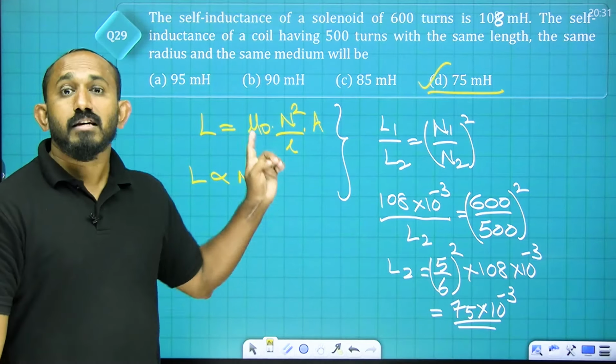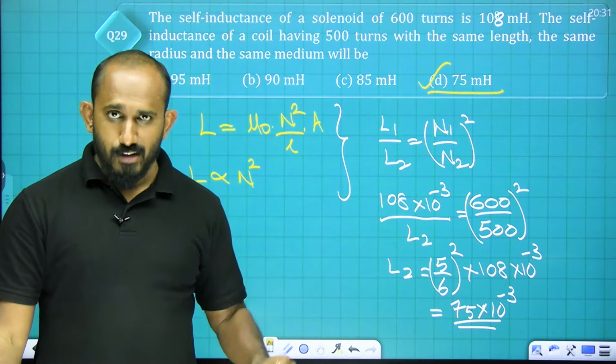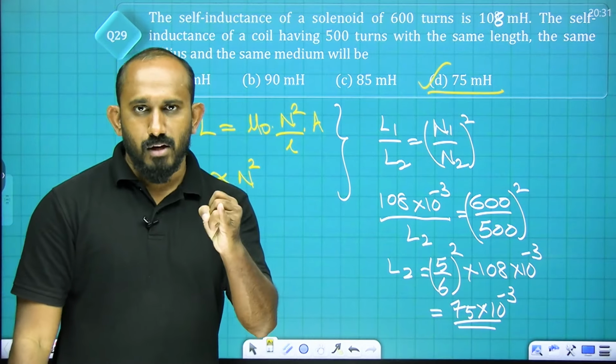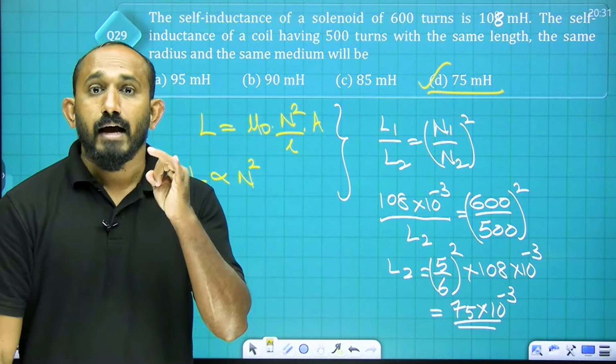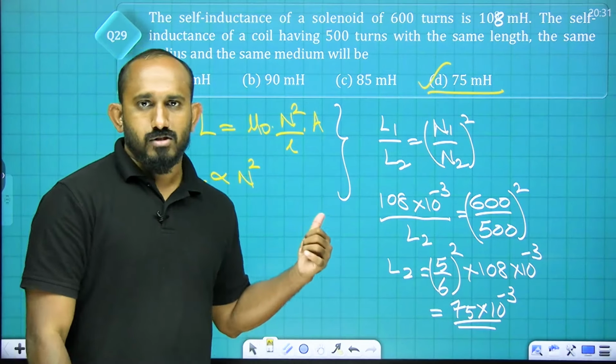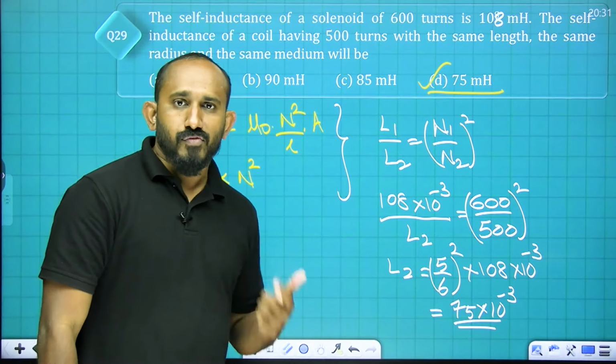Here self-inductance is directly proportional to the number of turns squared, if both coils have the same area of cross-section, same length and same medium. So that's the concept here. Okay, let's move to the next question.